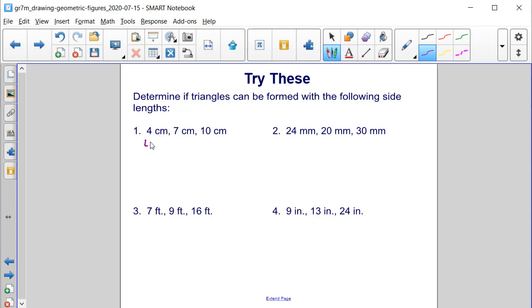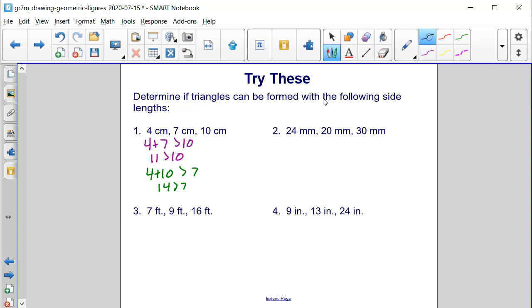So we have to do 4 plus 7. Is this greater than 10? Well, we get 4 plus 7 is 11. 11 is greater than 10. Okay, so that one works out. Now let's do the first and the third. So that's 4 plus 10. Is that going to be greater than 7? We get 14 is greater than 7, so yes.